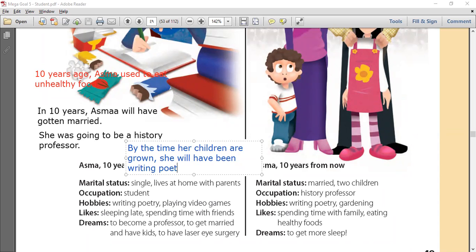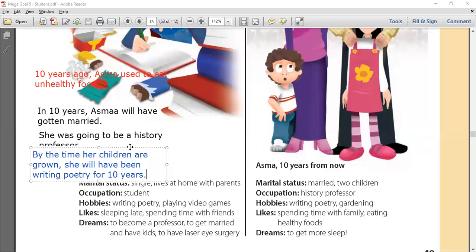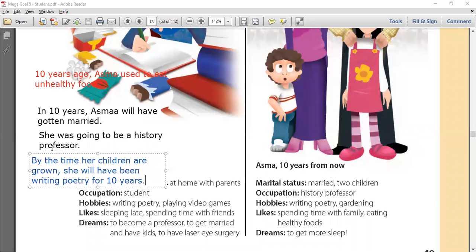By the time her children... For 10 years. When you use the perfect progressive, it's better to say how many years this person has been doing this thing. Okay, thank you so much, Ragad. I hope you're writing those sentences. So we have written 4 sentences.